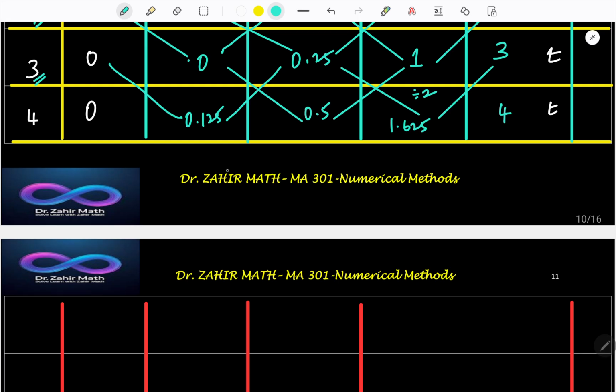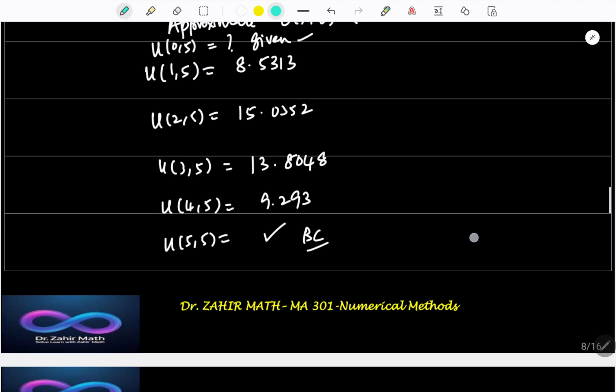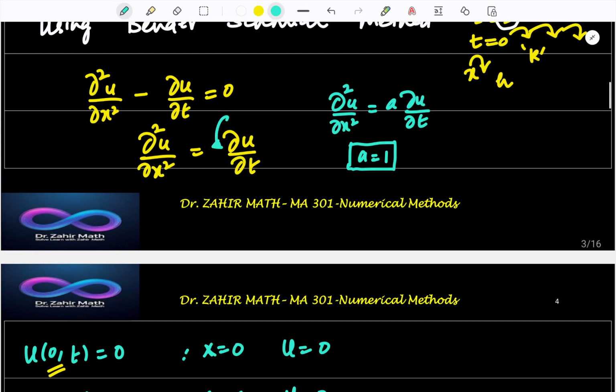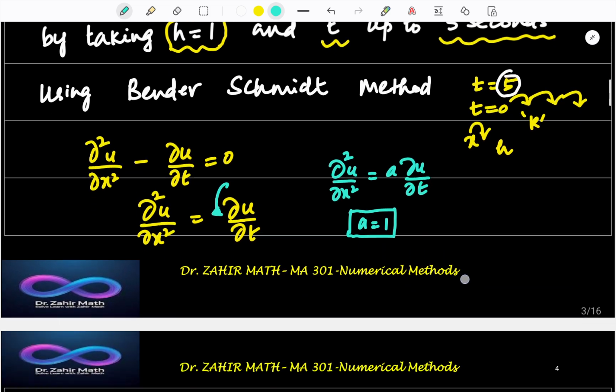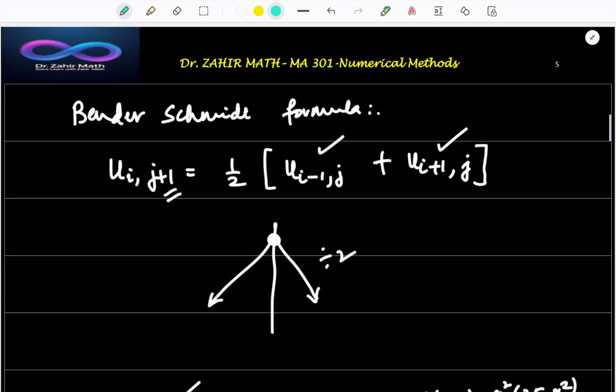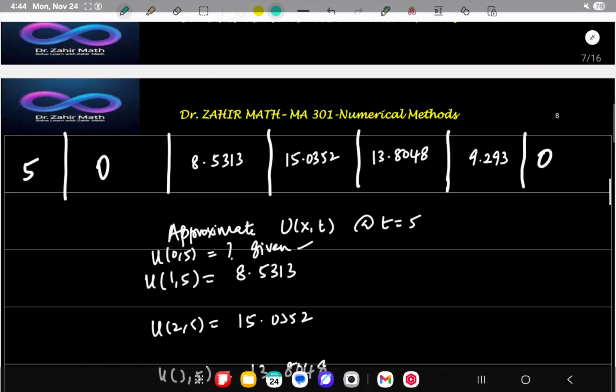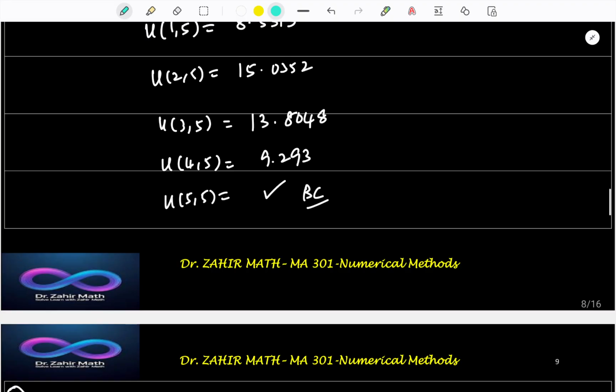Right? Okay. So it is clear, everybody, how to solve a one-dimensional heat equation. It is clear or not? Yes, it's very, very clear. Yes, totally. It is so easy. The only thing is what? You need to find out the A value, K value, H value. All these things carefully you have to find out. Filling up the table is not so difficult. It's so easy, right? Yes, we have solved the heat equation using the Bender-Schmidt method with the corrected initial conditions, right?